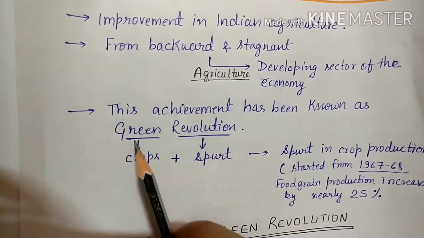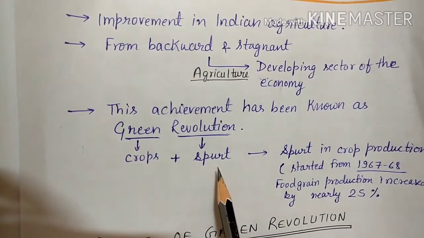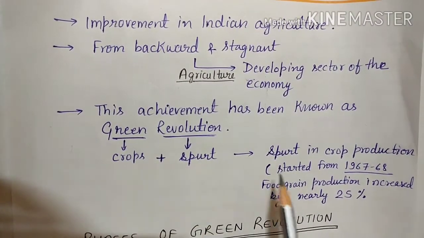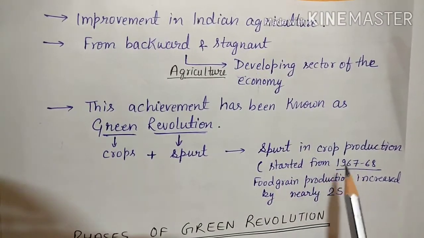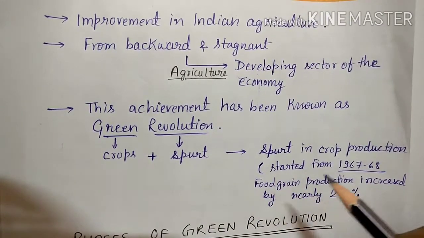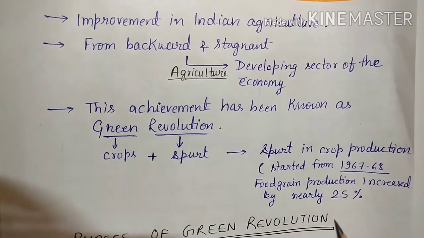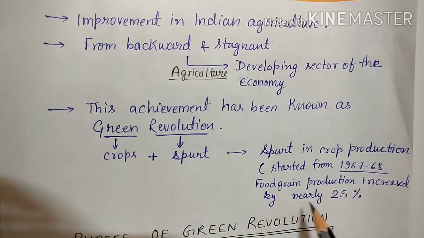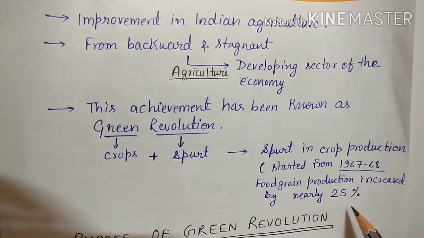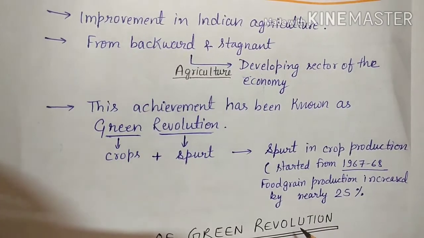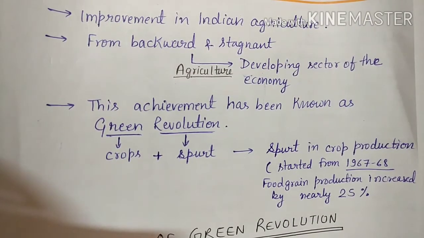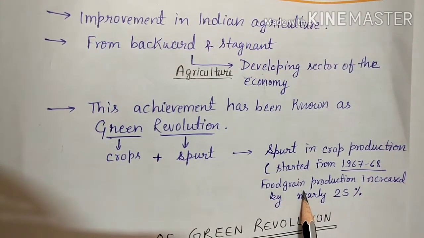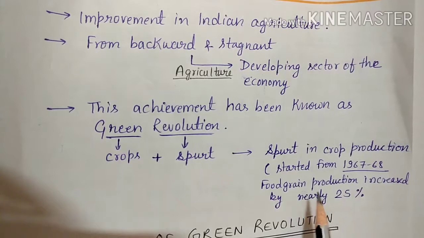It is due to these reforms only, and this achievement has been known as green revolution, where green means crops and revolution means spurt. Spurt means increase. So together, crops plus spurt means an increase in the crop production, an increase in productivity, and it started in the year 1967-68. In this year the food grains production increased by nearly 25%, and India became self-sufficient in the production of food grains.